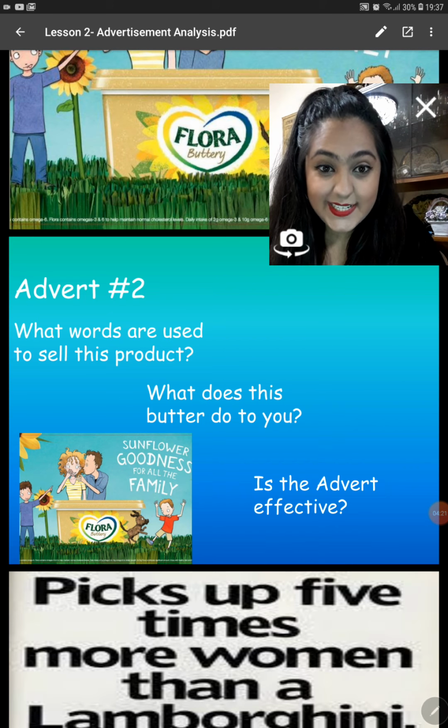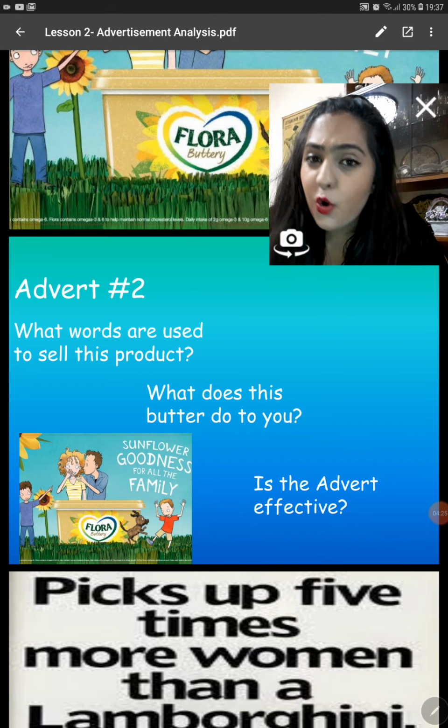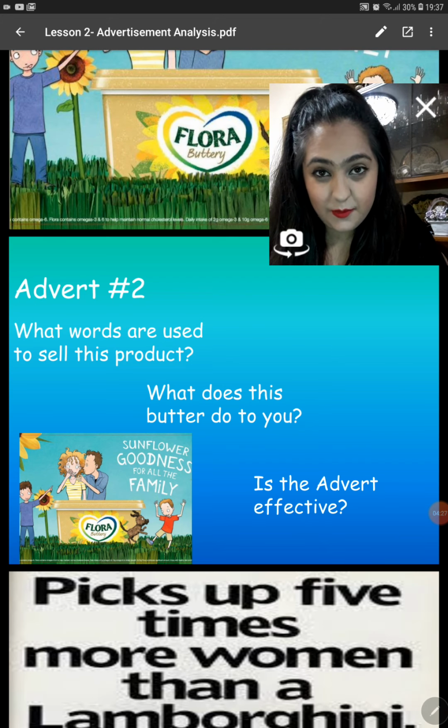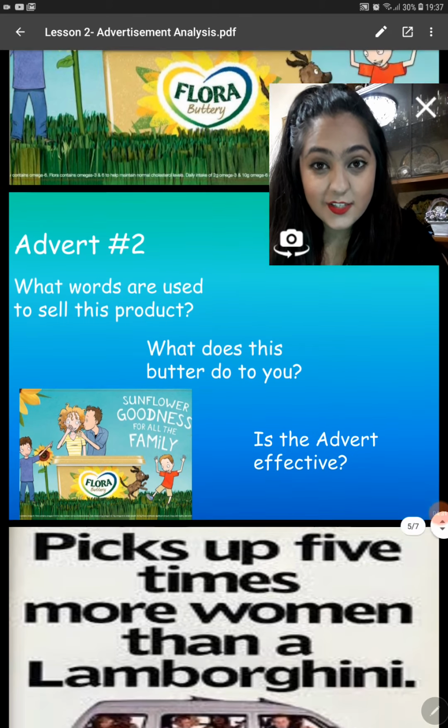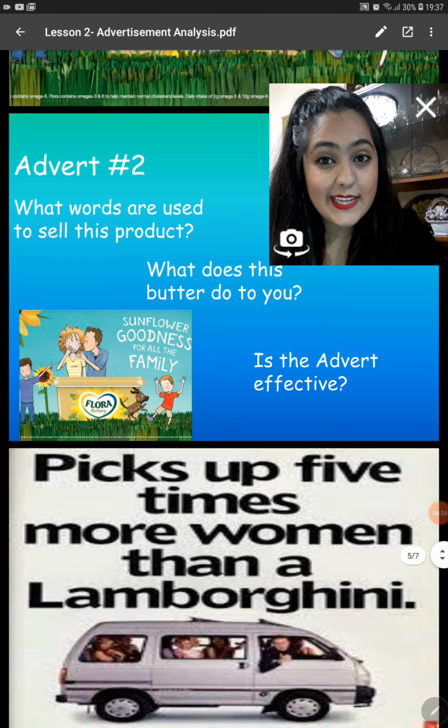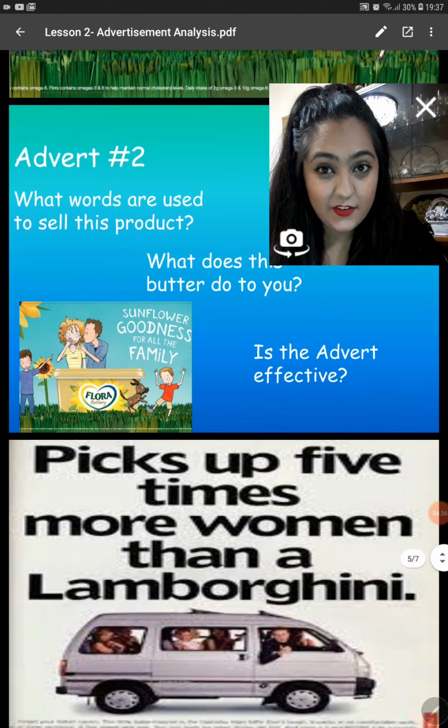Is this advert effective? Does it make you want to buy the product, or does it not make you want to buy the product? So those are the questions that you would ask yourself when you're looking at an advert and analyzing an advert.